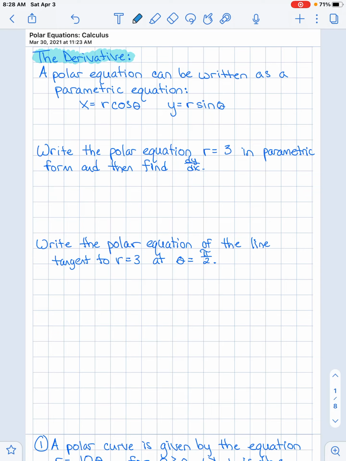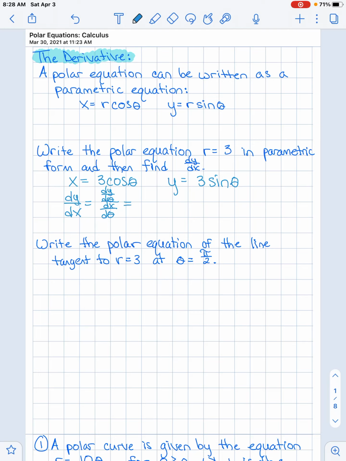Welcome back. Okay, I'm going to write this polar equation, r equals 3, in parametric form. So to do that, to find x, I'm going to take the function of r, which is 3, and multiply it by the cosine of theta. I'm going to take the function of r and multiply it by sine of theta to find y. And just like in parametric equations, in order to find dy over dx, that's going to be the change in y with respect to theta over the change in x with respect to theta. So not t in this case, but still a second parameter.